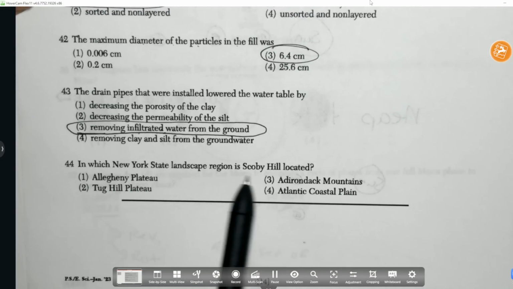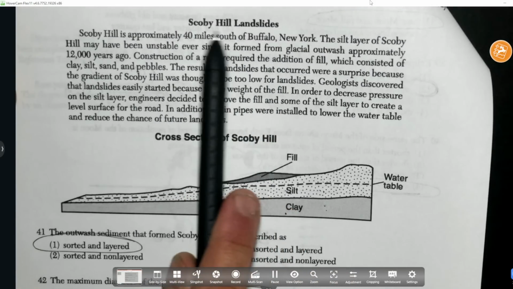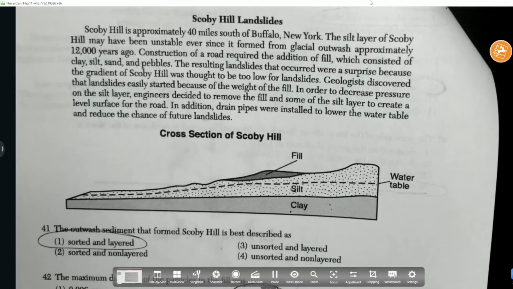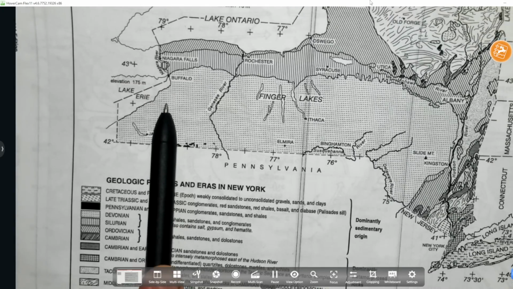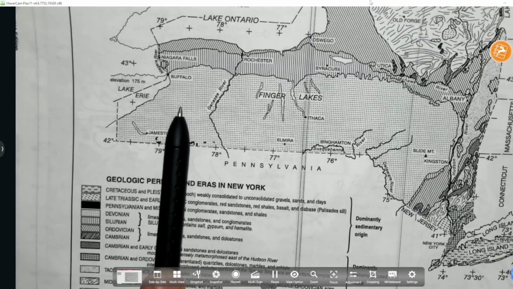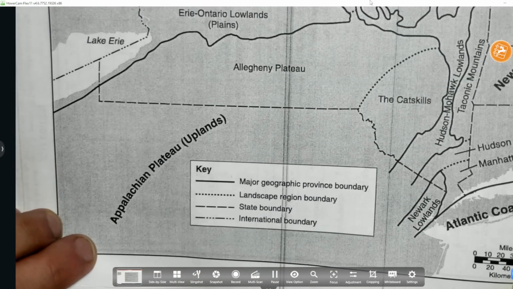44. In which New York landscape region is Scobie Hill located? Scobie Hill, it says, is 40 miles south of Buffalo. Earth Science Reference Table, page 3. Buffalo is located here. And if you go 30 miles south, well, there's our scale. So 30 miles south would be right about here. Now, I don't see a landscape region written here. But if I flip the page, there it is. It's part of the Allegheny Plateau.